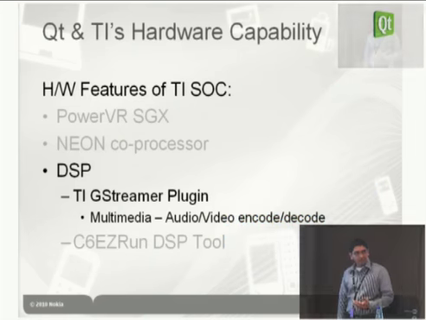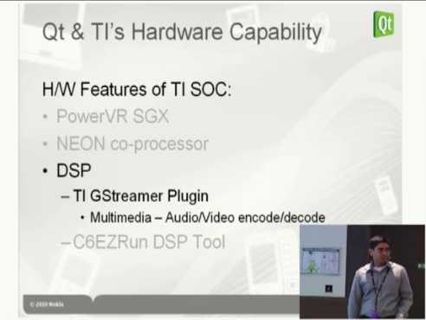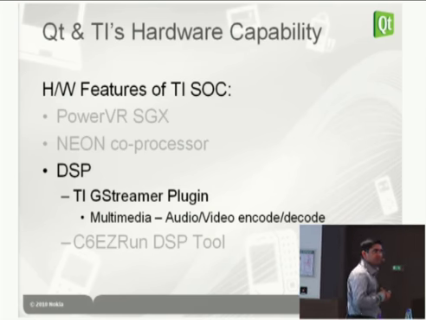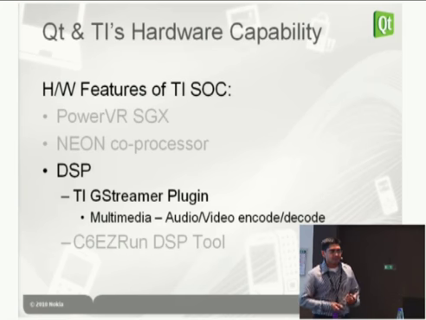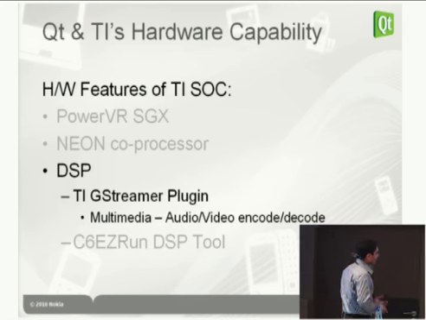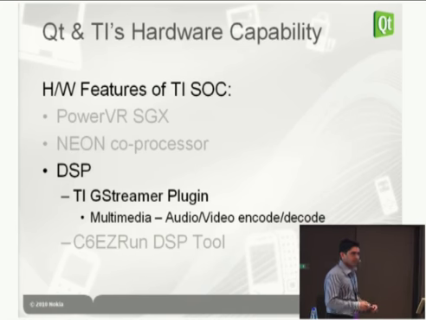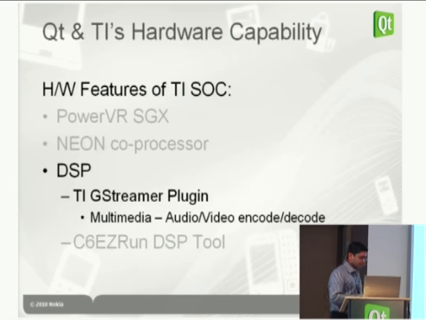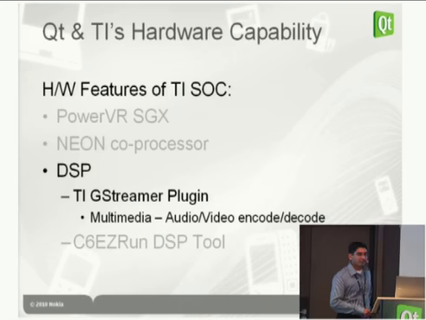The third hardware feature that could be used from the TI SoC was the DSP. As many of you might be aware, TI is a DSP company, and we are one of the global leaders in DSP. So definitely we should exploit that in our framework. I will classify the use cases into two categories. Let's start with the multimedia use case. When we say multimedia, it is audio and video encoding and decoding.